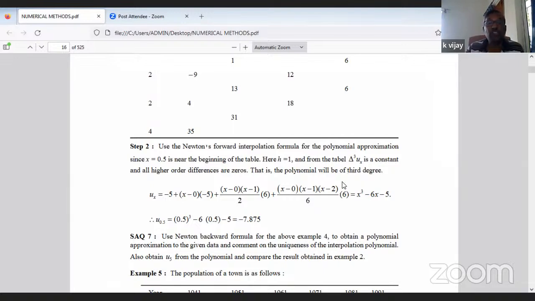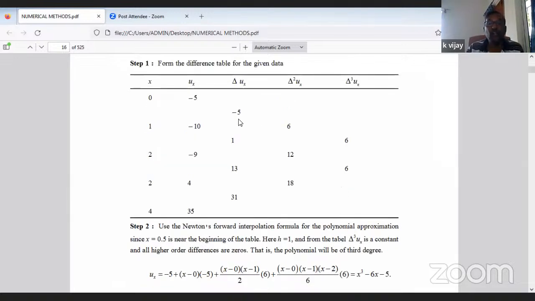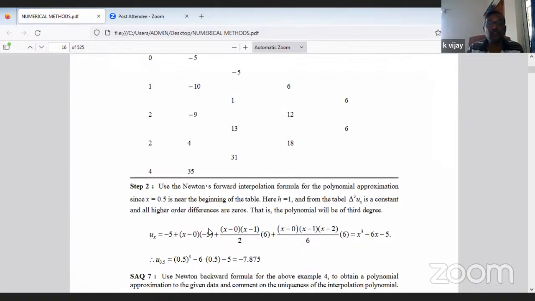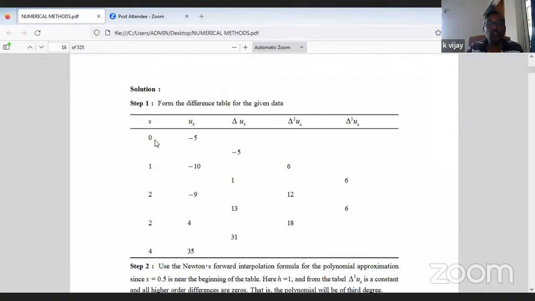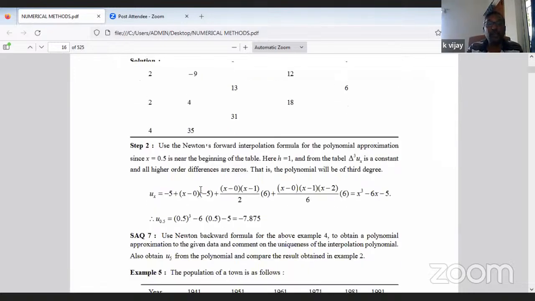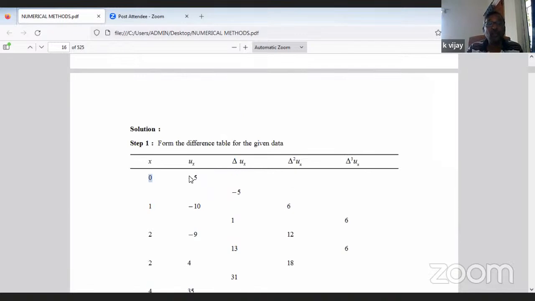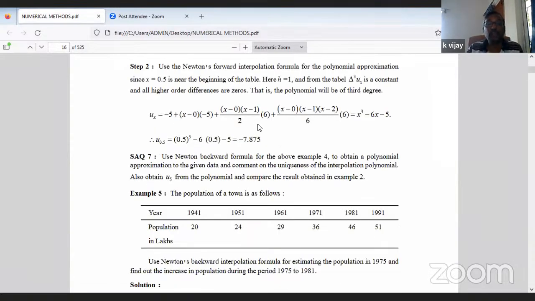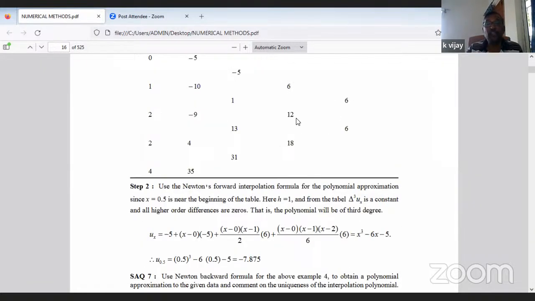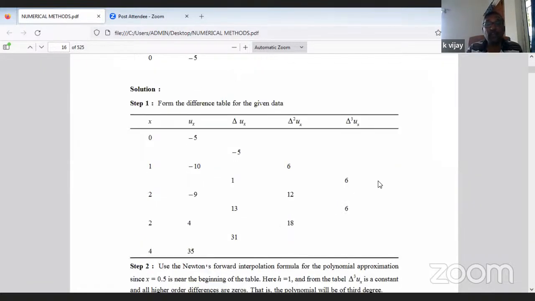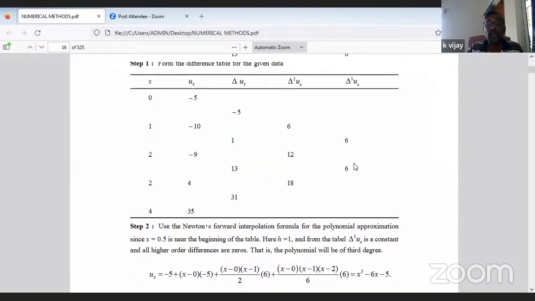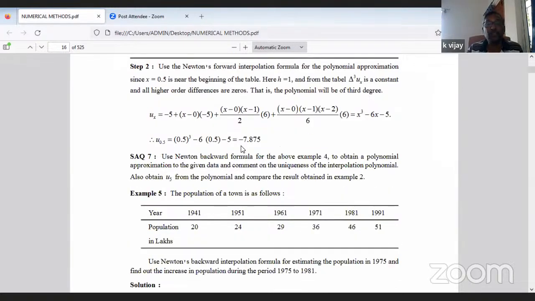So u is equal to the first condition. What is the first condition? u(x) is equal to minus 5, I am writing here. The first condition is x minus 0. Then minus 5 times (x minus x0), then minus 5 times x minus 0 and x minus 1 by 2. What is the first value here? First value is 6 here. I'm writing the 6. Then x minus 0, x minus 1, and x minus 2, the value is 6. So therefore I'm writing the simplification.